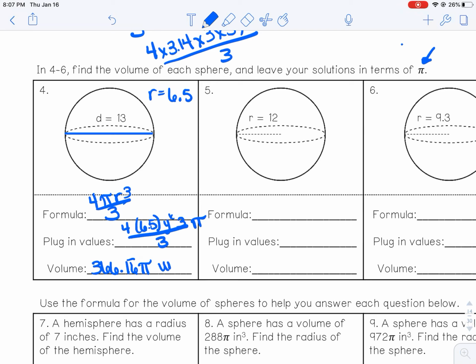Somebody said earlier today, can we round that? It doesn't tell us to round, so no. Don't round. Okay. Number 5, we have a radius of 12, so that one's done for us.